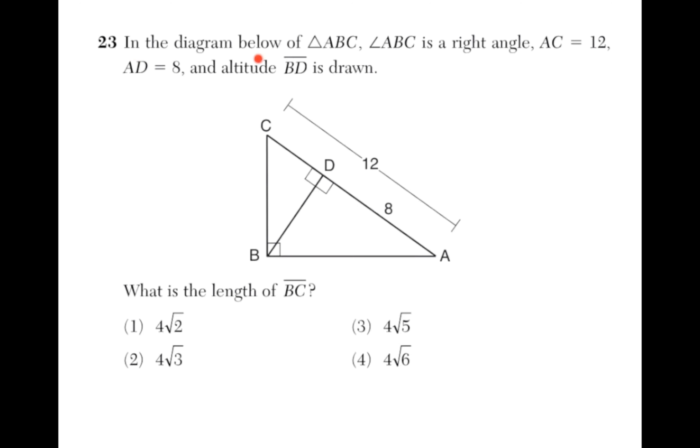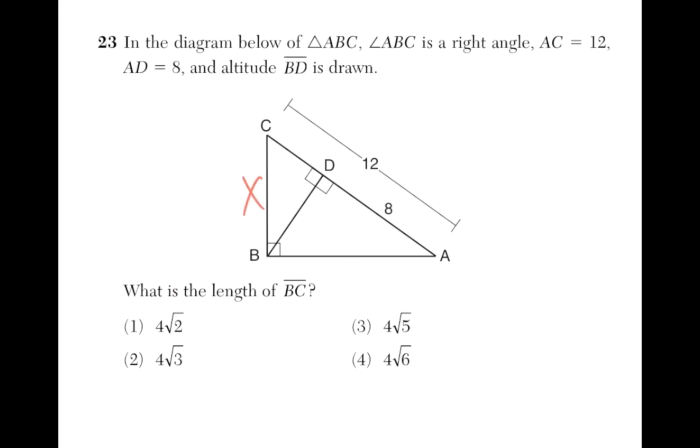Question 23. In the diagram below of triangle ABC, angle ABC is 90 degrees. It's a right angle. I see that AC is 12. I see that AD is 8, and we've got altitude BD drawn. What is the length of BC? So this is our objective right now.